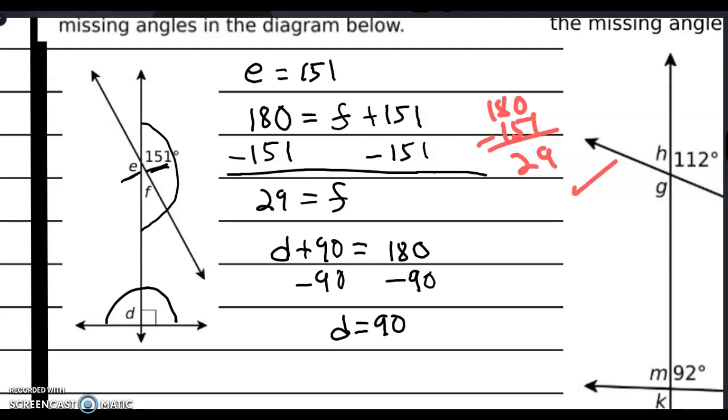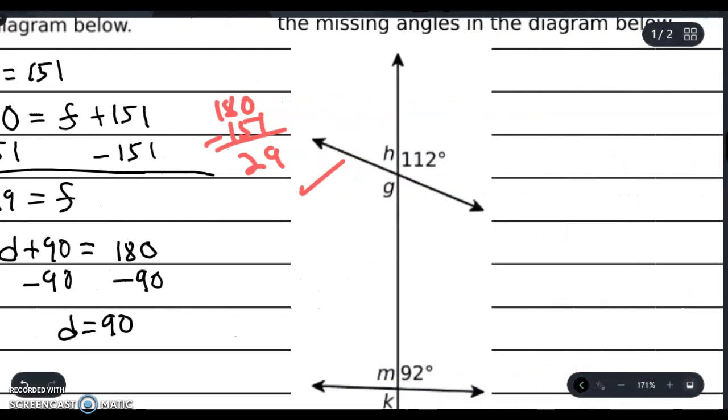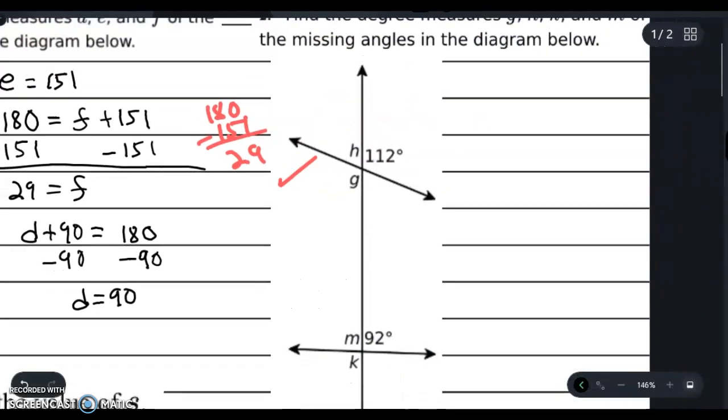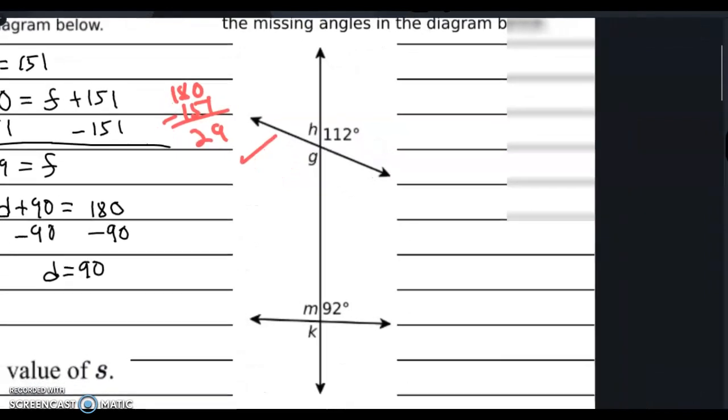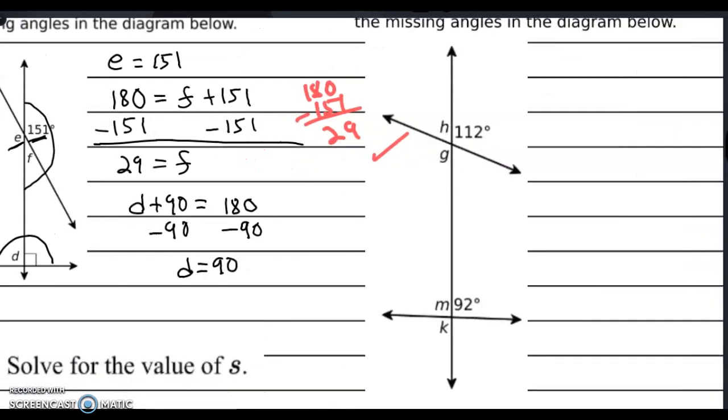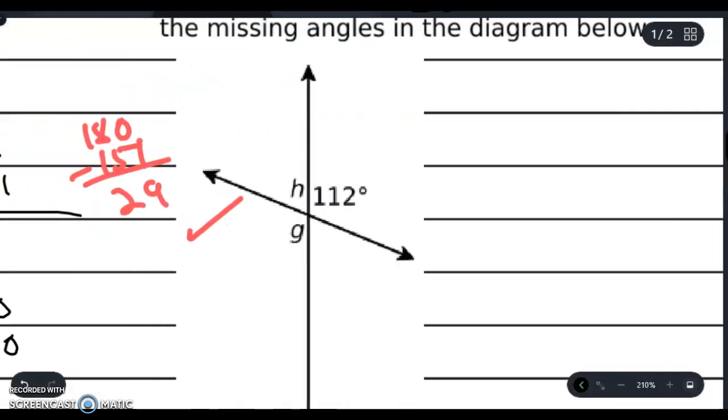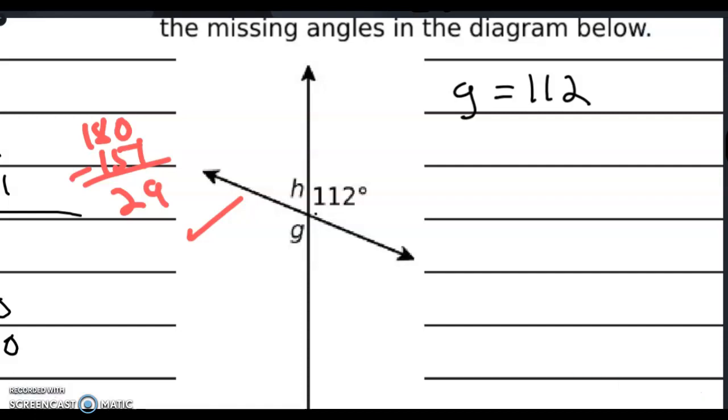Alright, let's take a look at another example. There's tons of different diagrams and shapes, but again, you just got to remember vertical angles are equal, linear pairs add up to equal 180, and complementary adds up to equal 90. So I'm going to zoom in here, do this top part. Again, we can see that G is equal to 112. They are a pair of vertical angles here.